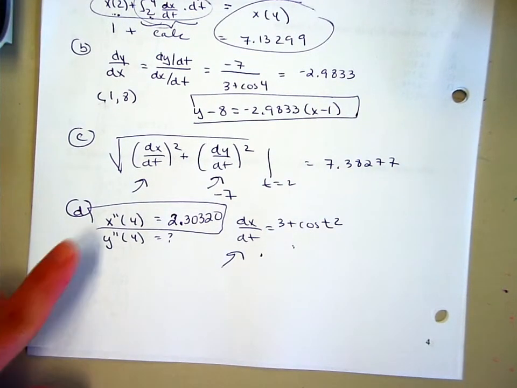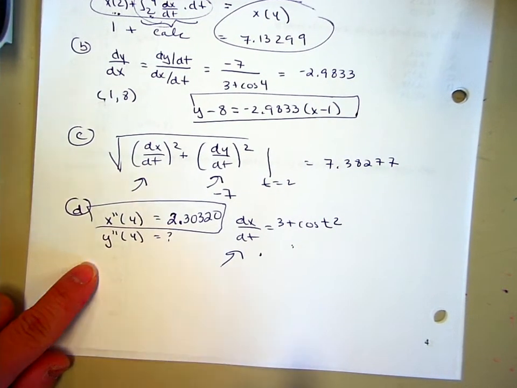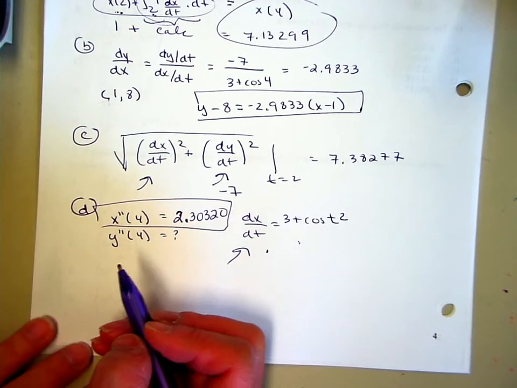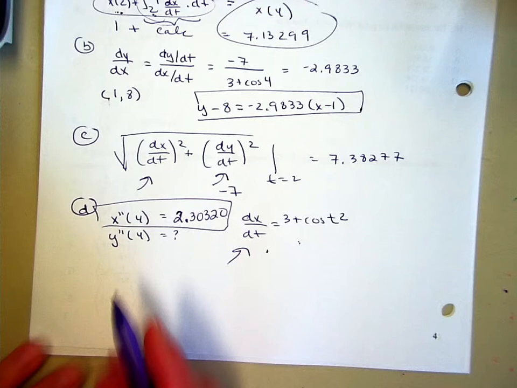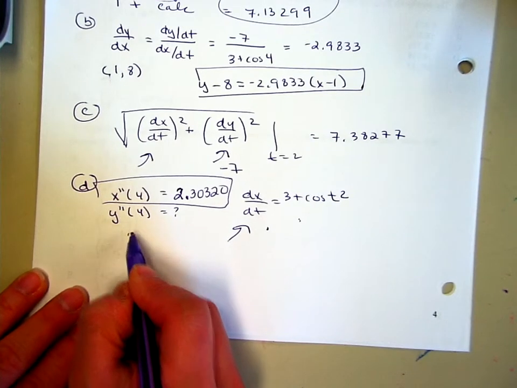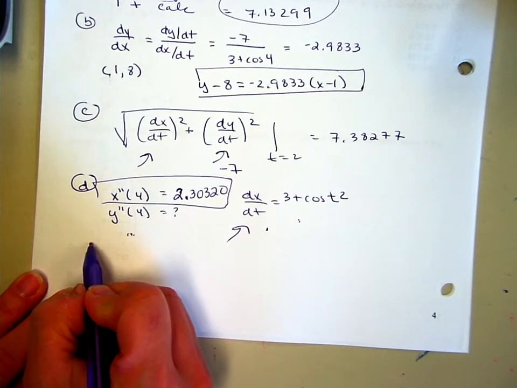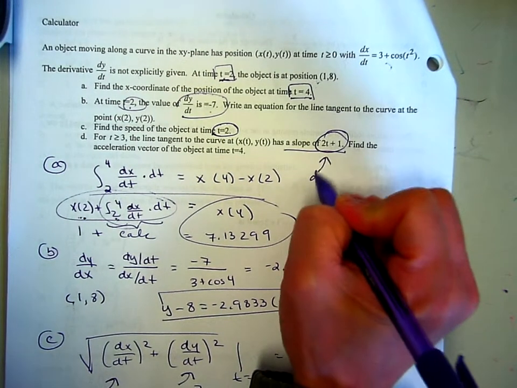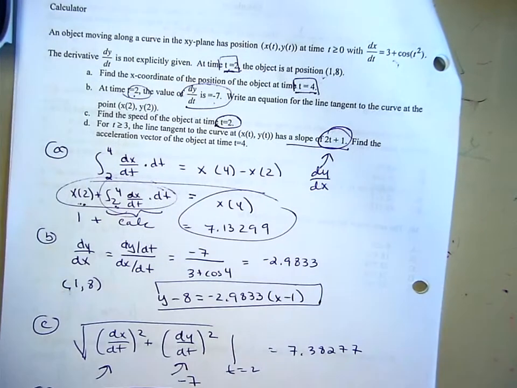Now your y component, you do not have the first derivative. So what you need to come up with is the first derivative. So you need dy/dt. But what they do tell you is that this has a slope of 2t plus 1. So that is your dy/dx. They are giving you slope in terms of t.